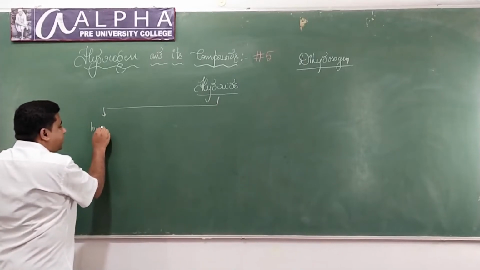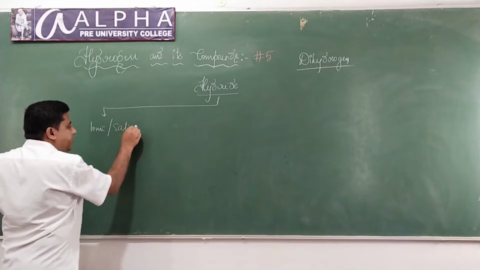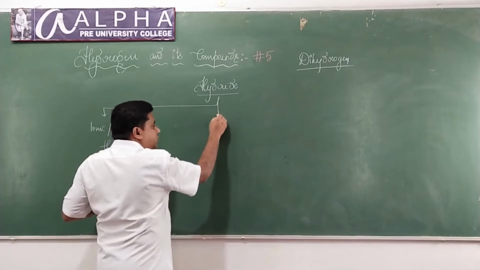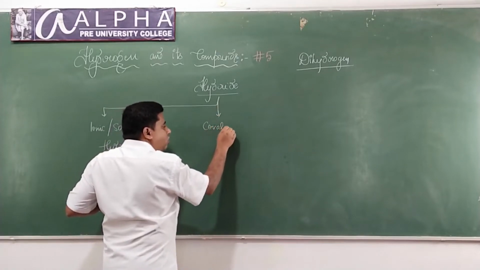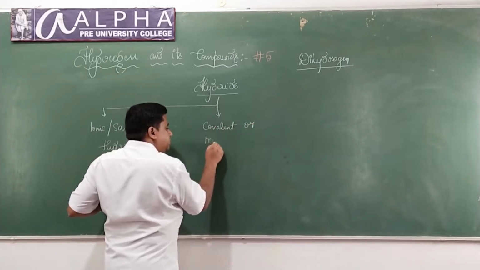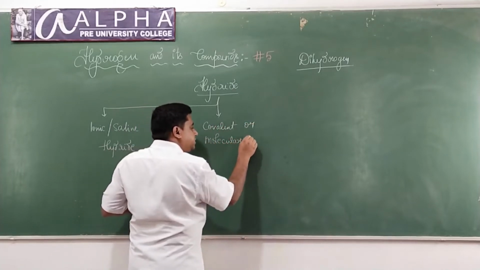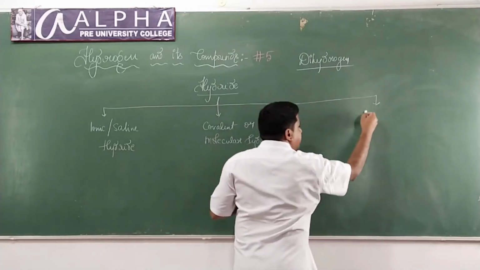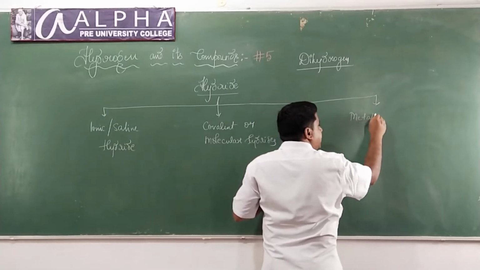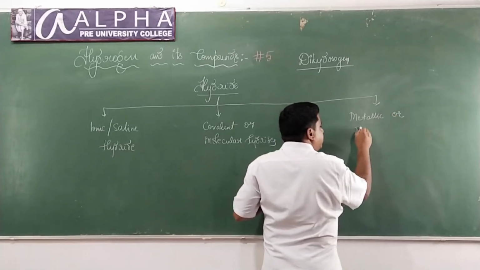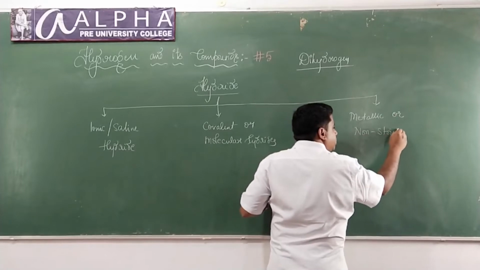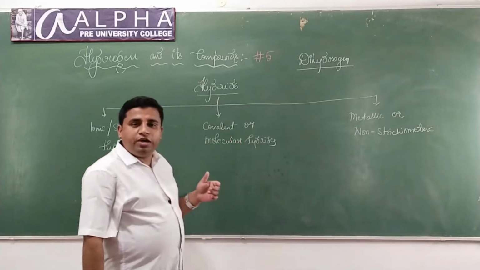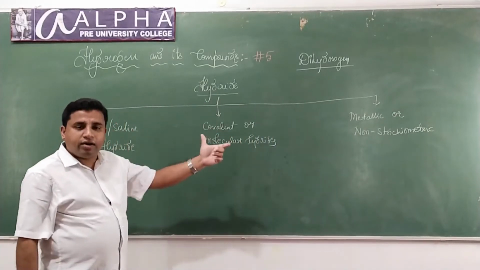Ionic or saline hydrides. Next, covalent or molecular hydrides. And lastly, metallic or non-stoichiometric hydrides. Understood? So in this video we will be talking about these three different hydrides in detail.